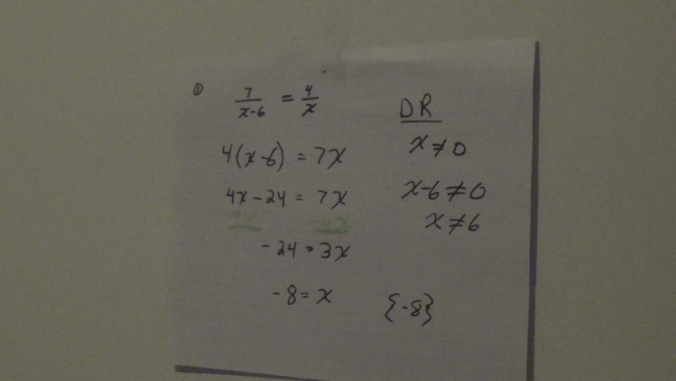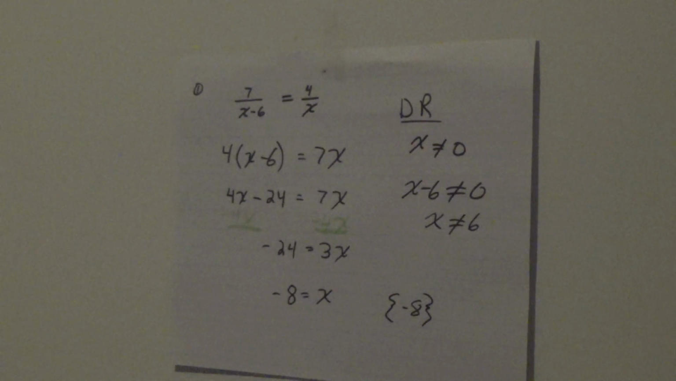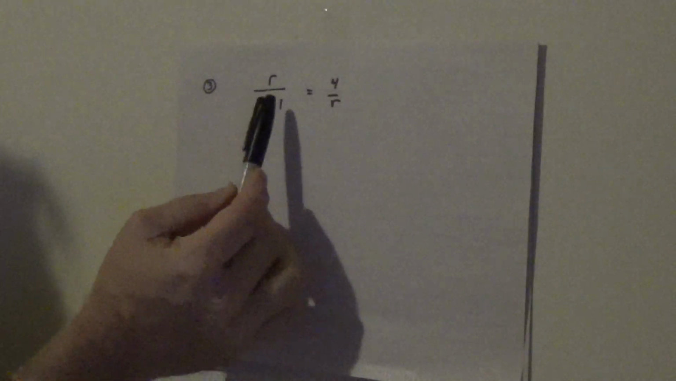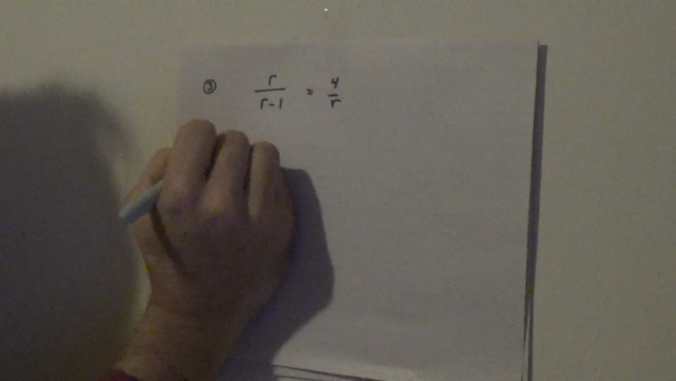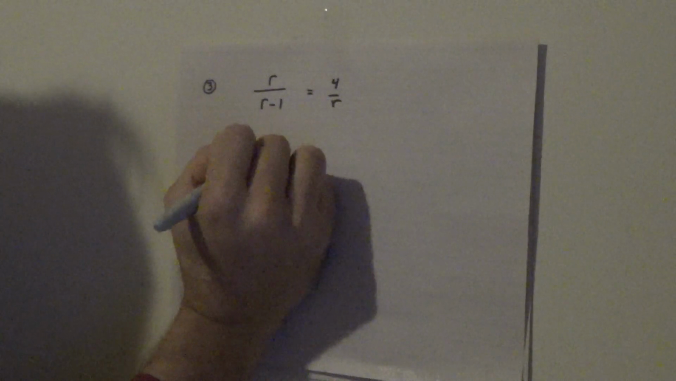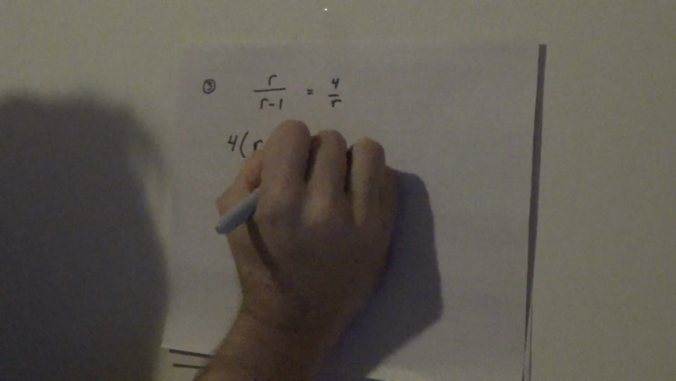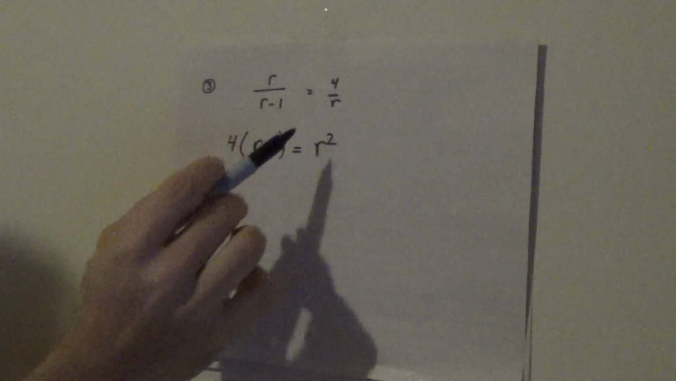I'm going to do one more with you, and then I'll ask you to try one. So we're going to work down. If you look at number 3 on your paper, you should have r divided by r minus 1 equals 4 over r. Again, we're going to use method 1, the proportion or cross multiplication, where we multiply these two together and set it equal to the other two. So we have 4 times r minus 1 equals r squared, because r times r is r squared.